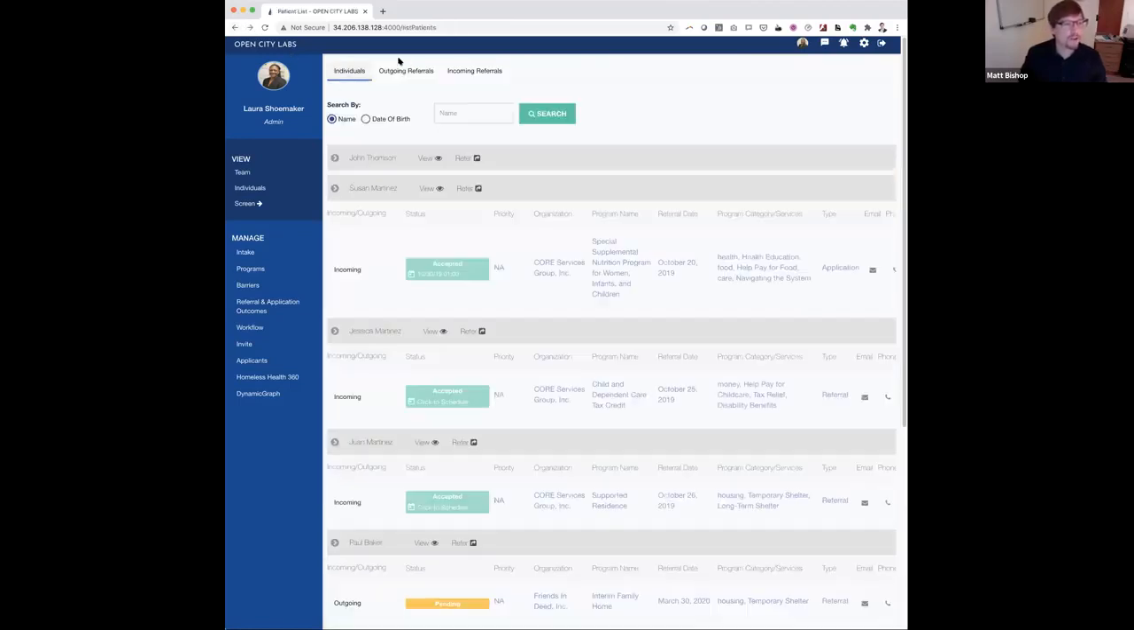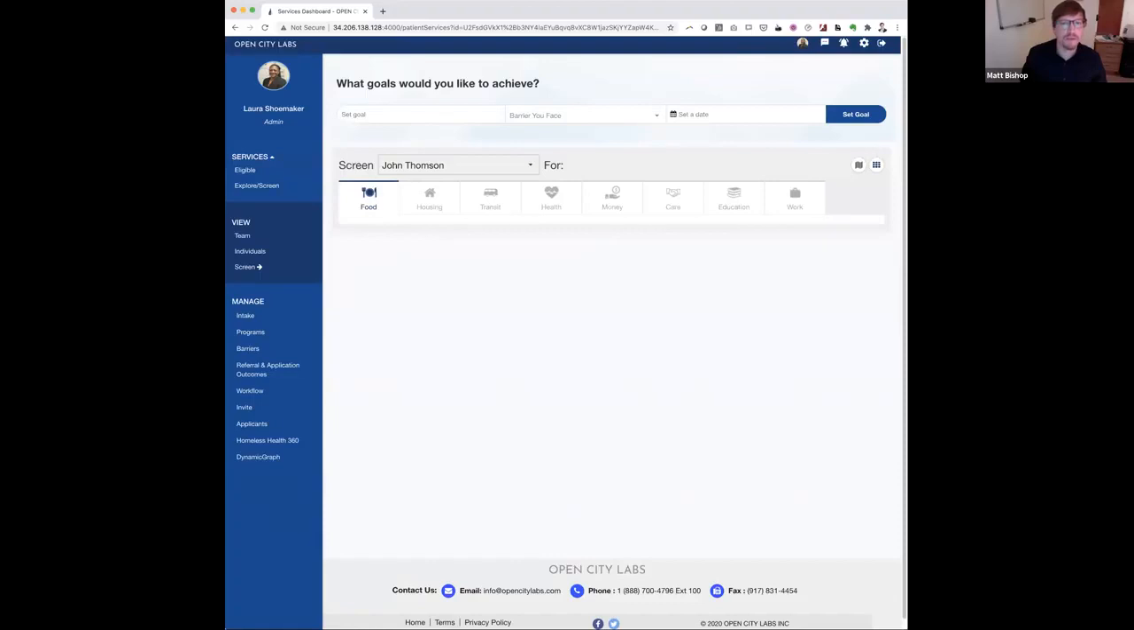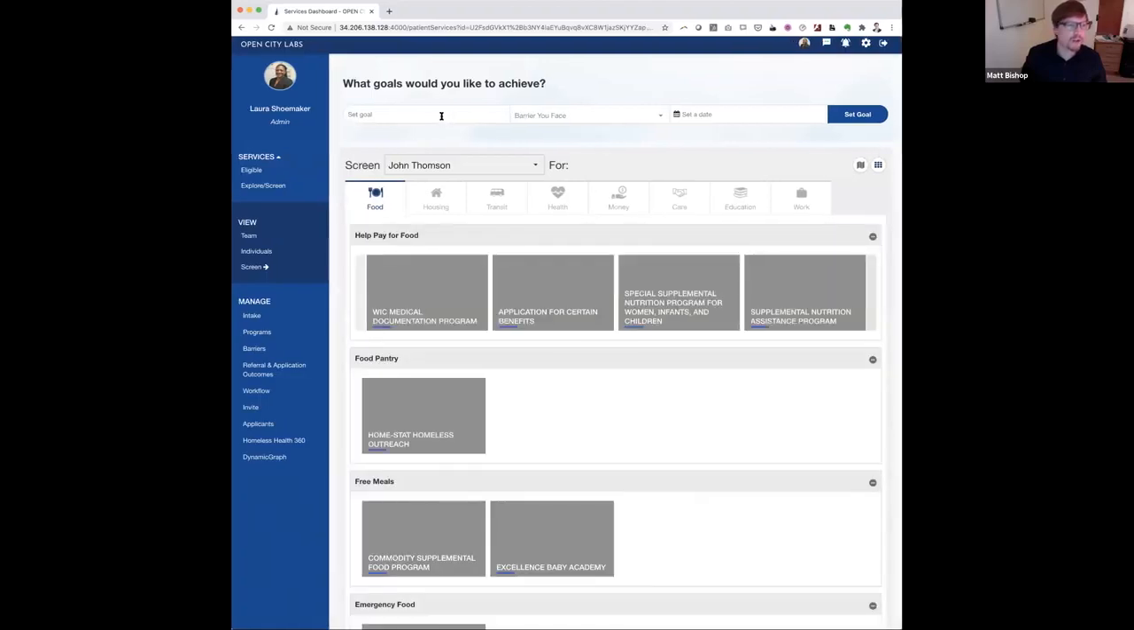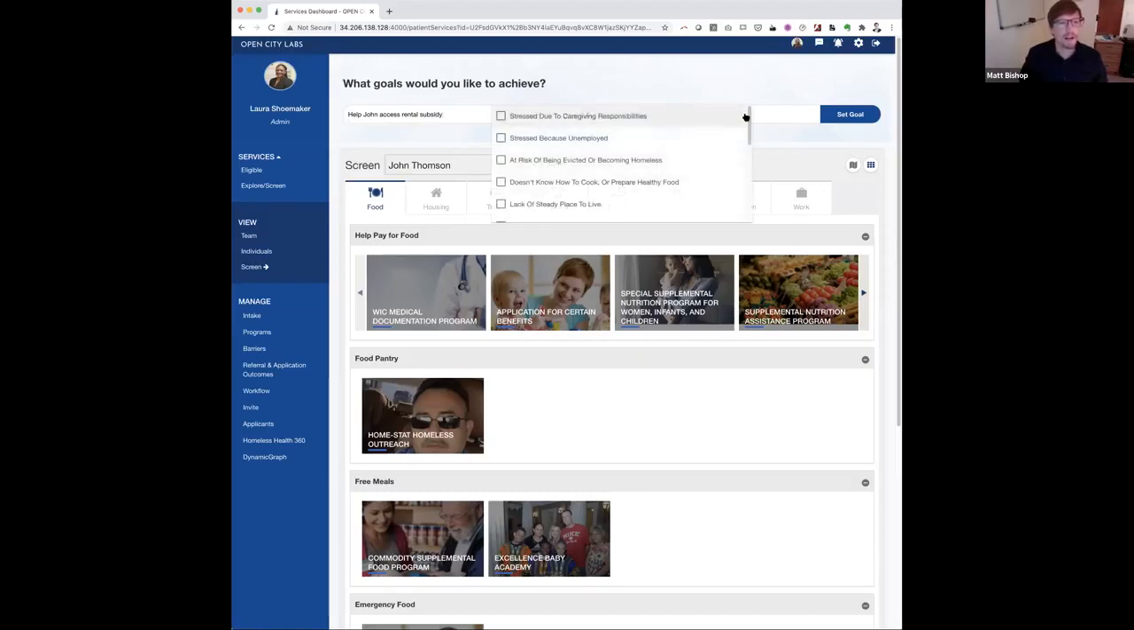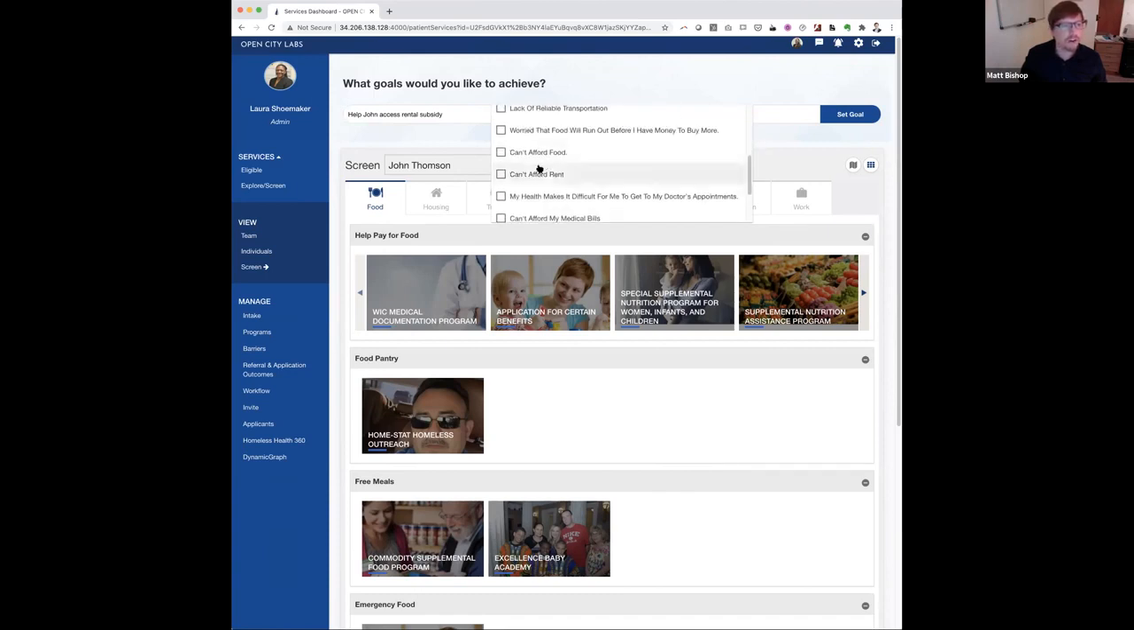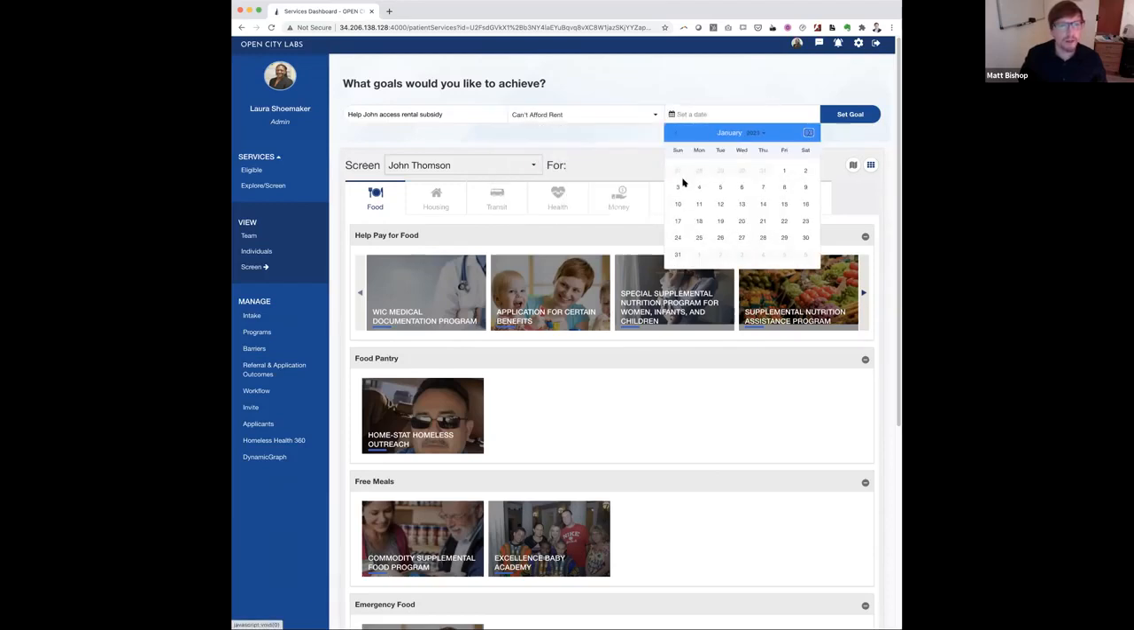So if Laura wants to help John access some programs or services, we'll start with goal setting. So she's going to set a goal. Access rental subsidy. And this barrier section, this could be kind of populated by standardized social determinants of health assessments like PREPARE or Accountable Health Communities. And so that's the barriers. You can't afford the rent. We're going to set a timeline for when we are hoping to achieve this goal.